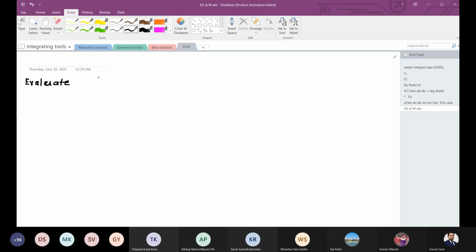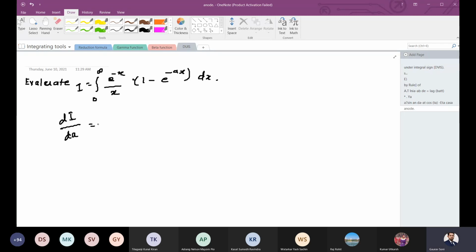Evaluate the integral 0 to infinity of e to the power minus x upon x into 1 minus e to the power minus ax dx. Yes, can you try this? Of course, I won't leave you, but I'll give you the milestone steps. So if this is equal to I, what is di by dA? So you can try first of all, what is di by dA?